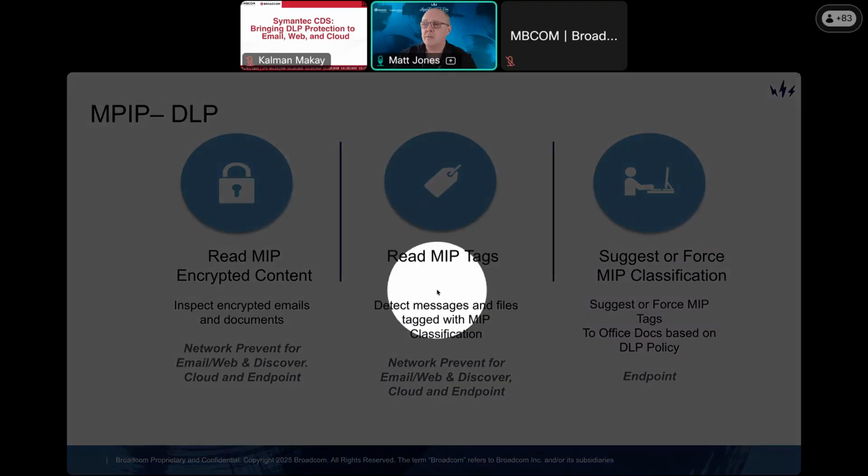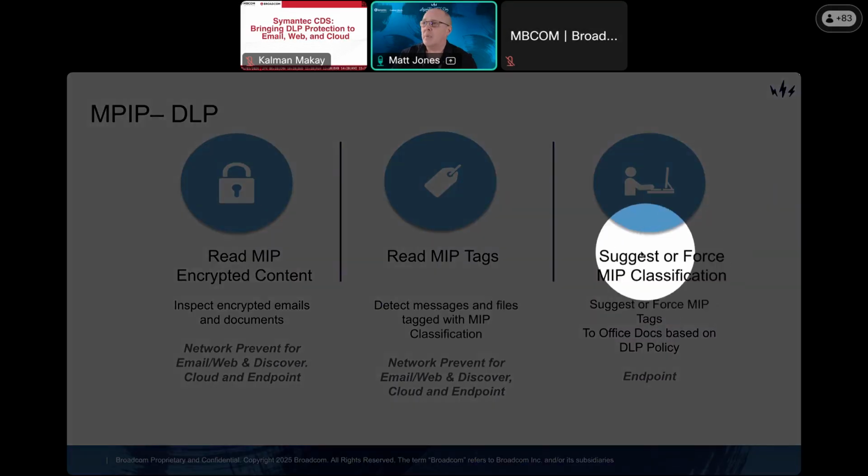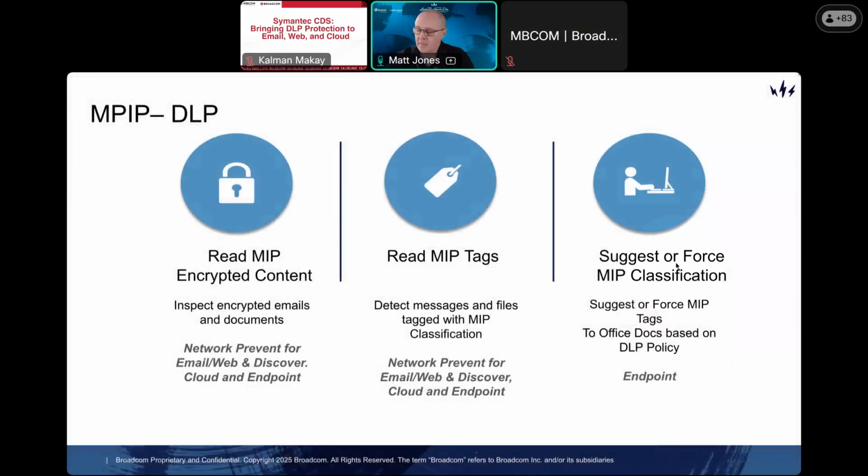That's something we've been able to do for a long time. And then with the endpoint, we can actually pop up messages to suggest that maybe a customer or a user has not labeled a document appropriately. So you kind of got the DLP backstop there, because we all know that users, if they label a document as internal, they won't be able to email that out.